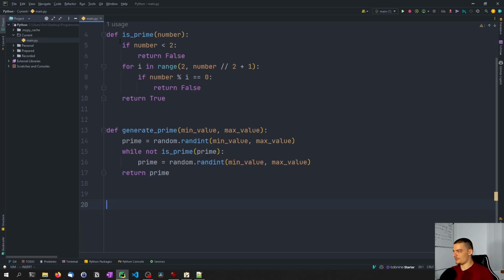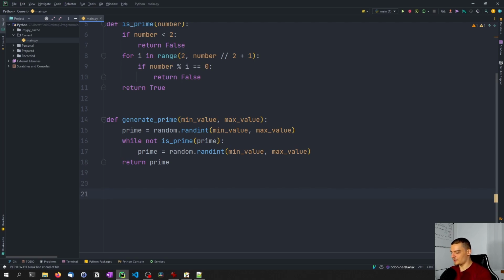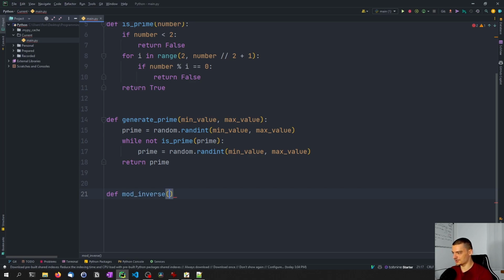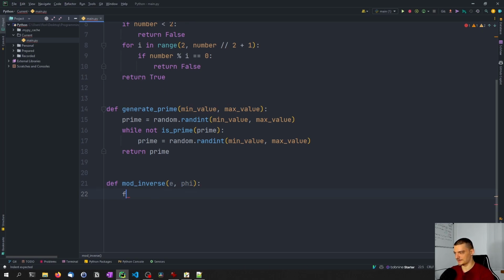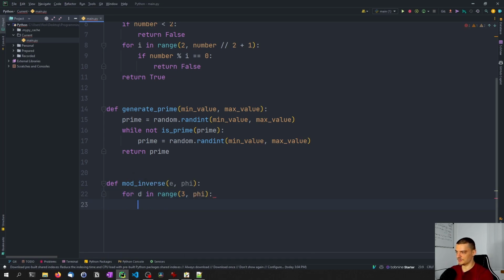And what we want to do then also is import math because we want to use the greatest common divisor function. And then we're going to have, I think, one final function, which is going to determine the mod inverse, so the multiplicative inverse. We're going to pass e later on and phi, and we're just going to try to find d with this function. So for d in range 3 up until phi. Phi is not going to be included.